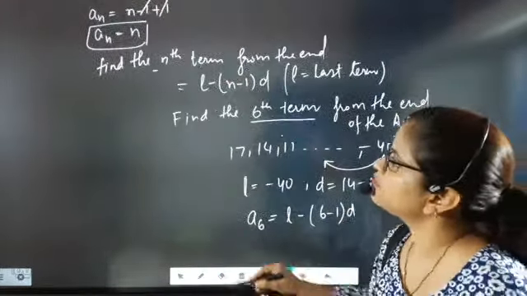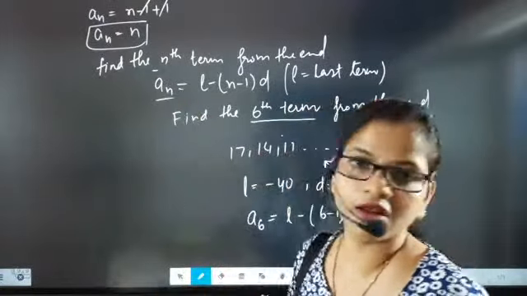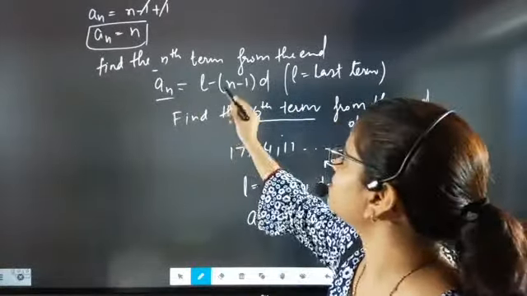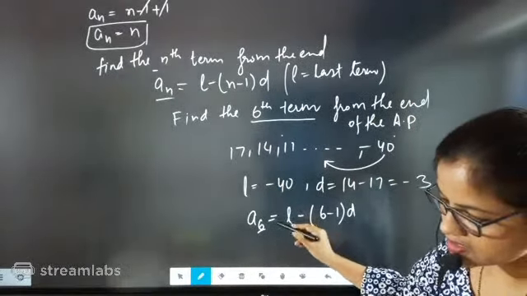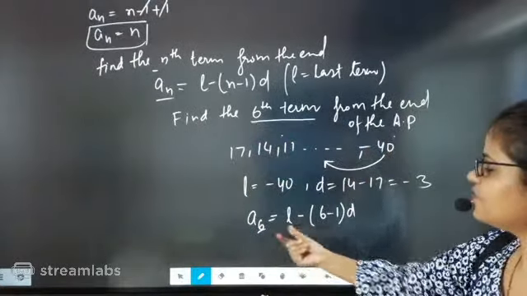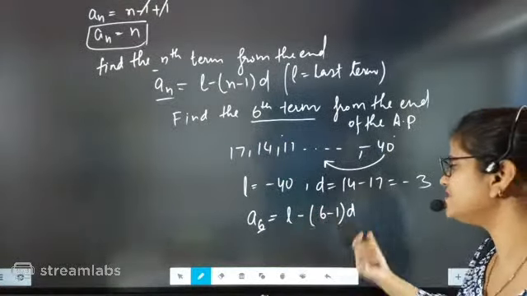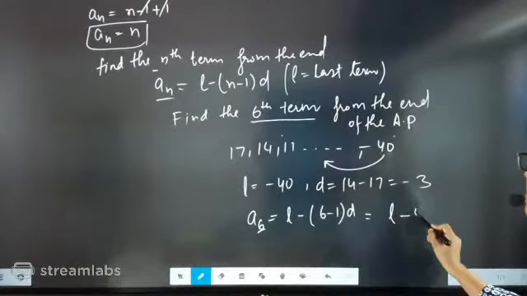What is the formula for the nth term from the end? The nth term from the end is L minus (n minus 1) into D. Here they have asked for the sixth term. So the sixth term from the end will be L minus (6 minus 1) into D. So this one will become L minus 5D.